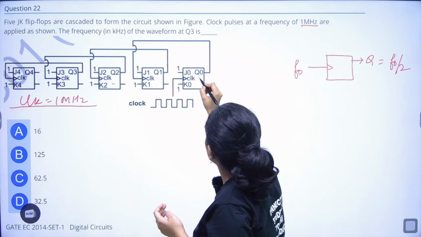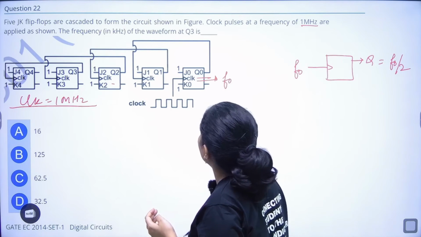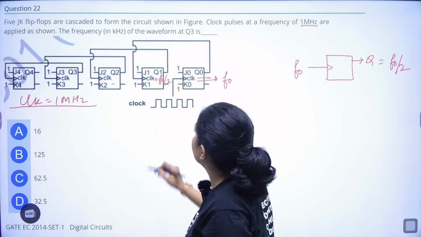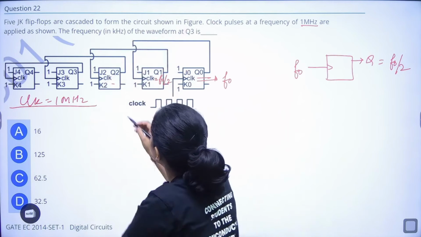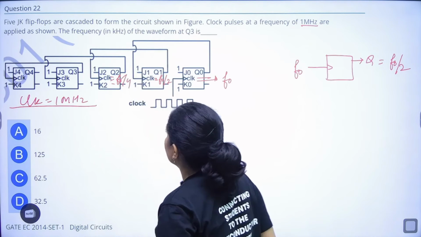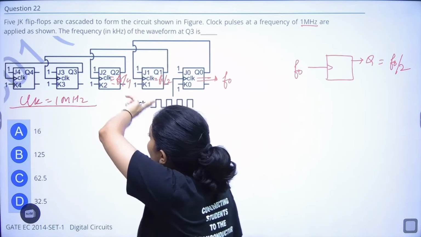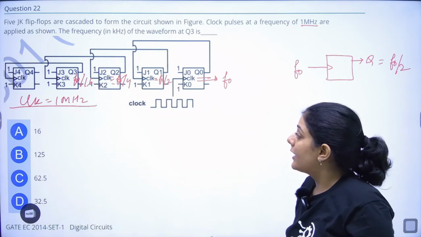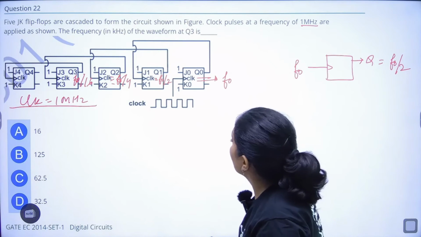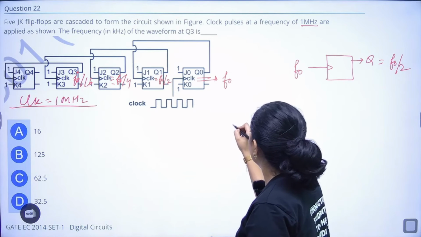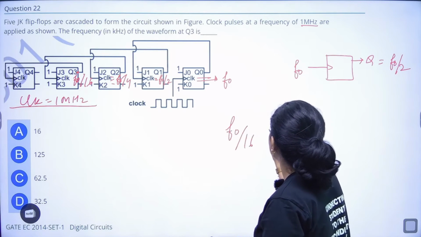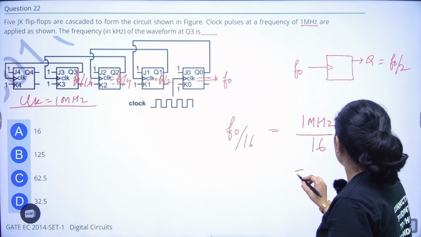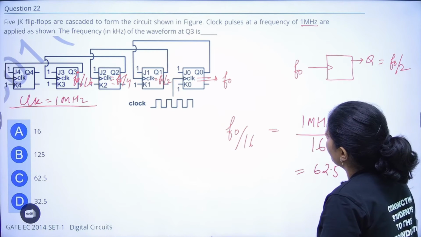So if here the clock frequency is F0, the clock frequency at this will become F0 by 2. Here F0 by 4, right? Here F0 by 4 will become F0 by 16, right? And we have to find out the frequency of the output of Q3. So that will be F0 by 16, which is equal to 1 megahertz by 16, which is equal to 62.5 kilohertz.